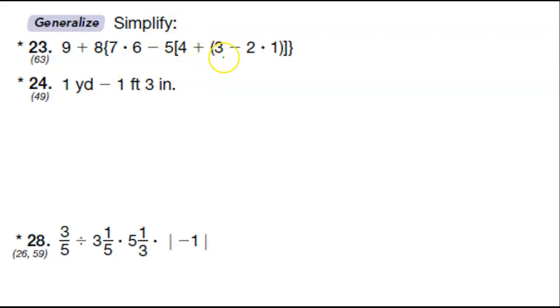So this one has symbols of inclusion, and you have to PEMDAS that. So let's see, we would do this first. So 3 minus 2, which gives me 1 here. 4 plus 1 is 5. 5 times 5 is going to be 25.